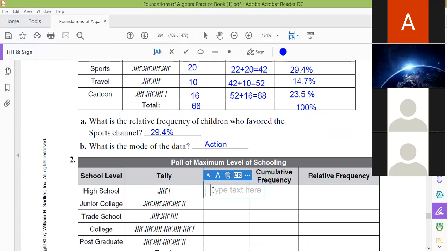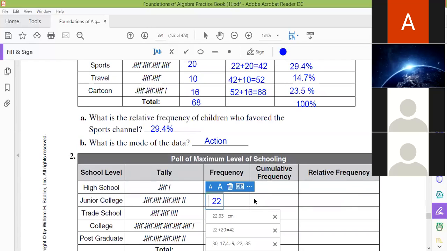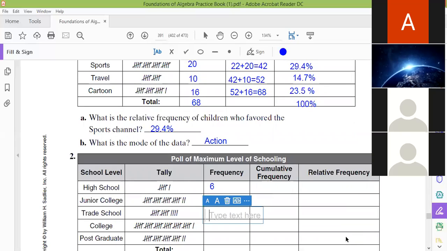Here, high school is 7. How 7? Count it. 1, 2, 3, 4, 5, 6. 6. Next one, junior college. Count all of them. 5 plus 5 plus 5, plus 5. 22. Very good. Now, trade school. 14.